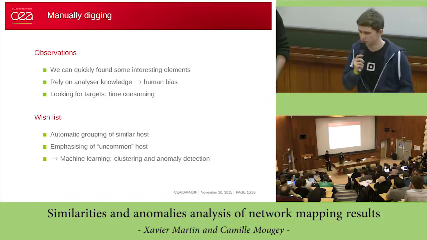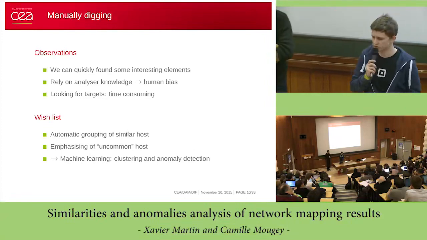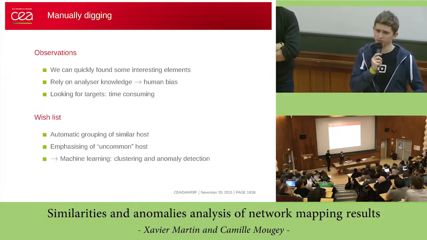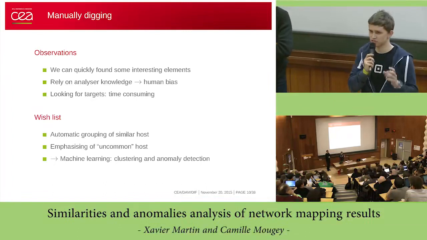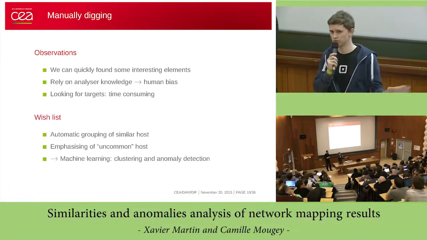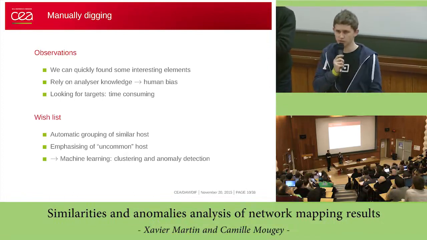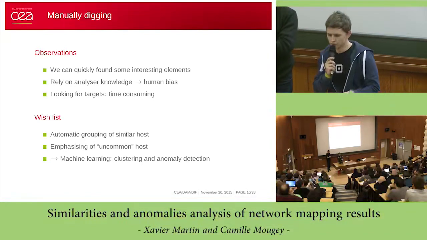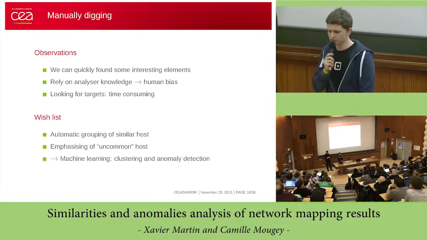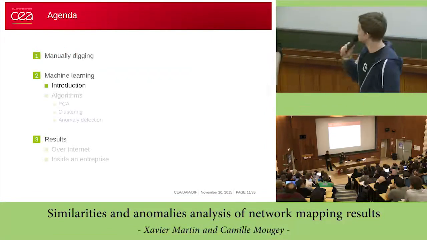So what is our wish list? We want a way to automatically group similar hosts. That is to say, I don't want to spend time on one printer and then on other printers, because this is exactly the same. If I find a vulnerability on it, I want to have all of them, and if I don't find something interesting, I don't want to spend time on the other ones. I want a way to find uncommon hosts, and maybe machine learning with clustering and anomaly detection can be the solution. So this is what Xavier will talk about.